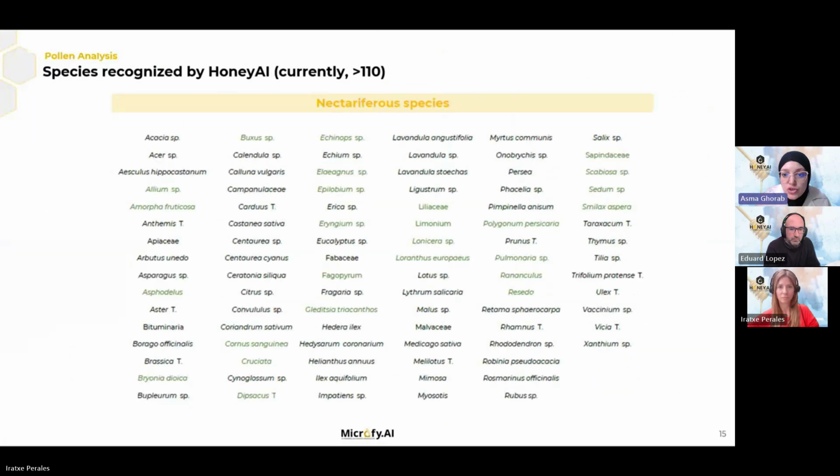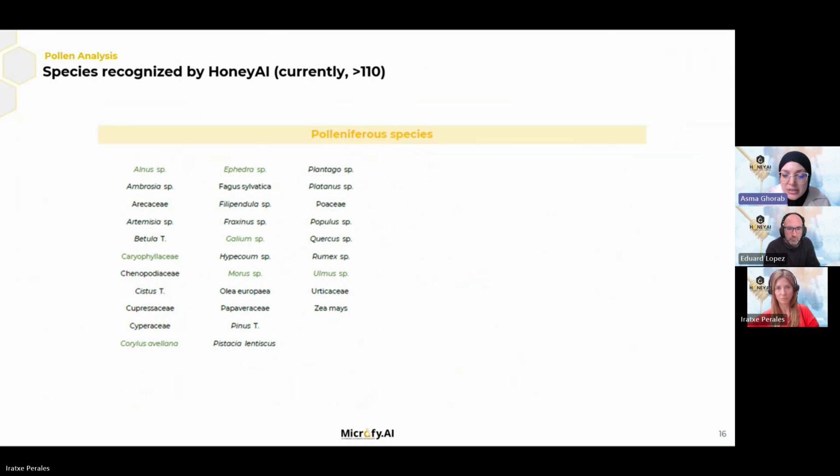So far, HoneyAI identifies more than 100 species. This is the list of nectariferous species. There are still some pollen types that are not fully trained. They are trained, but we still need to continue expanding the data set to be fully trained. However, with the current data set, I would say that we can cover most of the common European honeys. So this is a very good point so far.